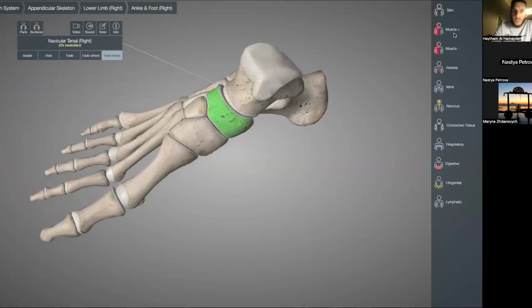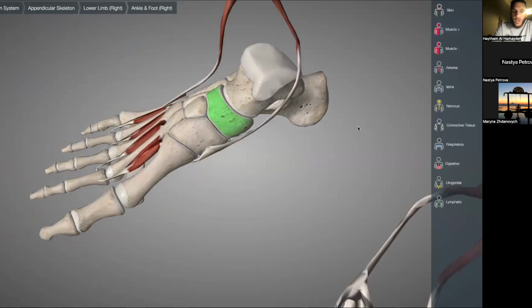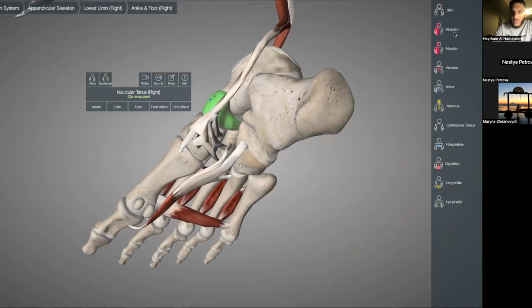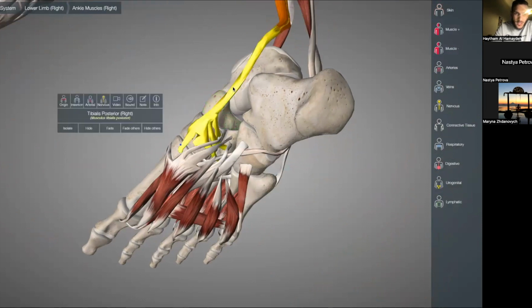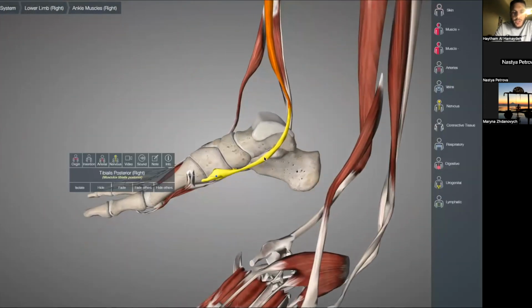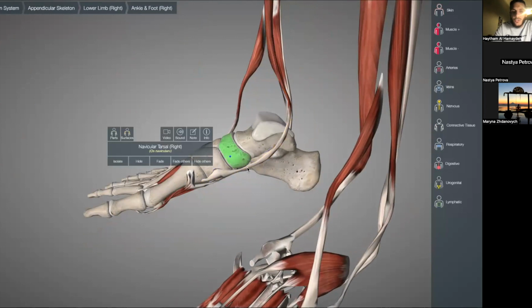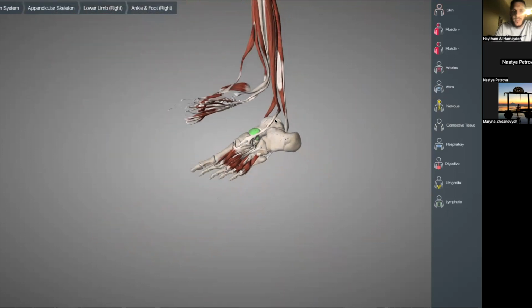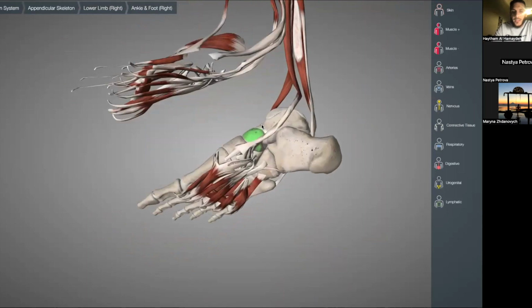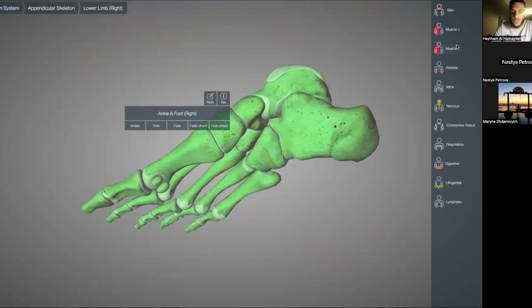I hope we can get muscles in. There we go. Yes, tibialis posterior, exactly. You see where the tibialis posterior comes? Here, it passes by and says hello to the navicular, on the navicular tuberosity that I just showed you. This tendon is called tibialis posterior, and it attaches onto the navicular tuberosity on the navicular bone. Let's just remove the muscle so that we don't scare you.